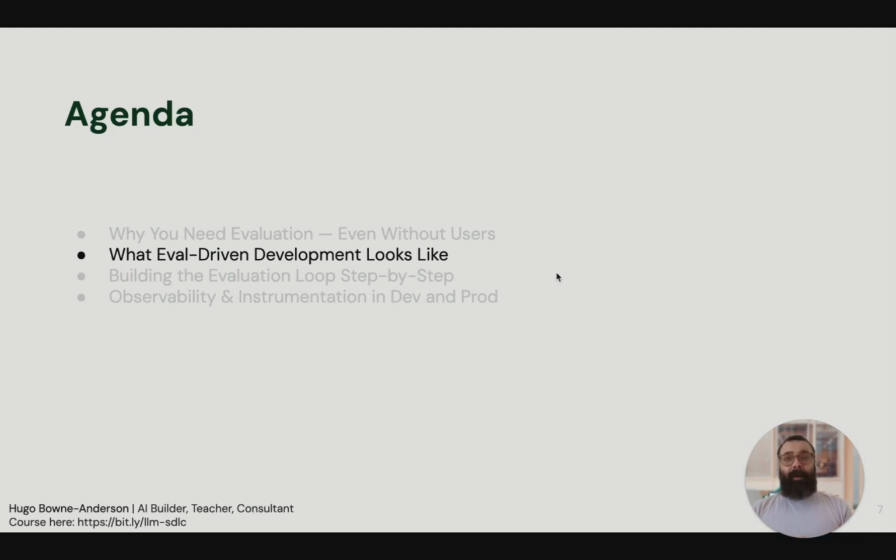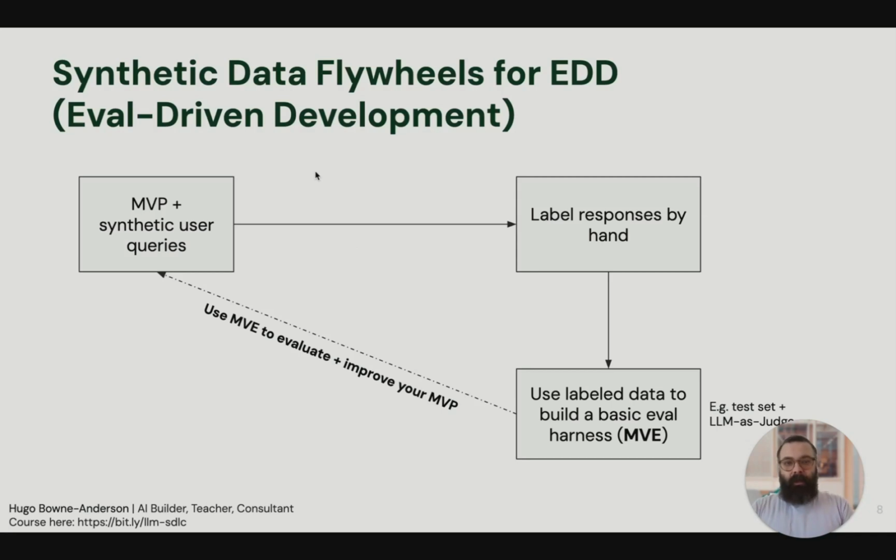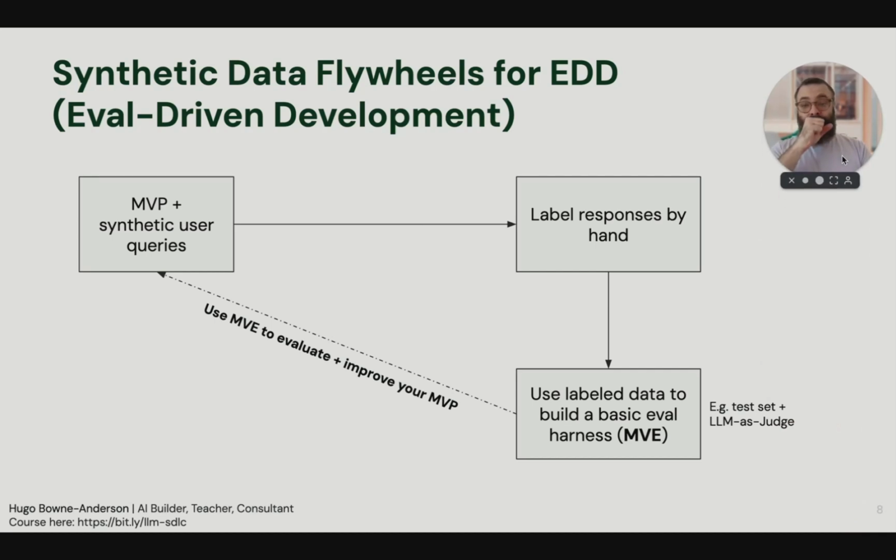And I'm going to talk about it before launch, but everything I talk about applies to how you then iterate time and time again. So what you can do is, before you even launch, you can build an MVP and generate synthetic user queries. And that's one of the things I'm going to show you how to do today. Then you can label the responses by hand.